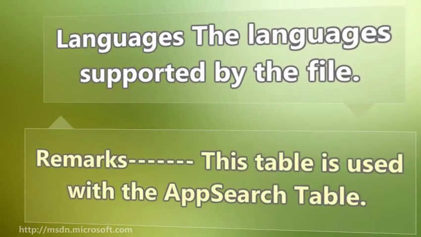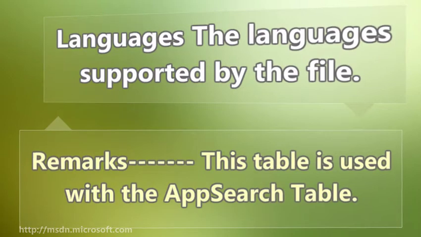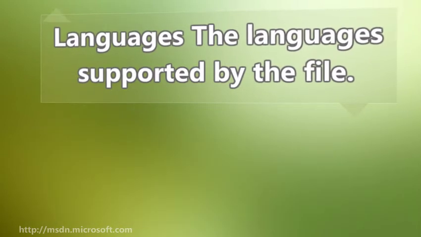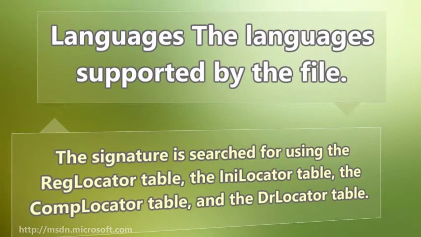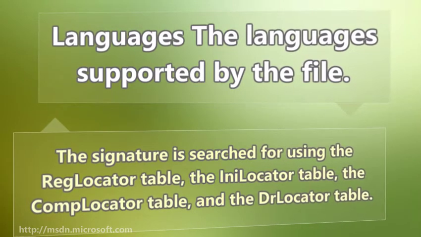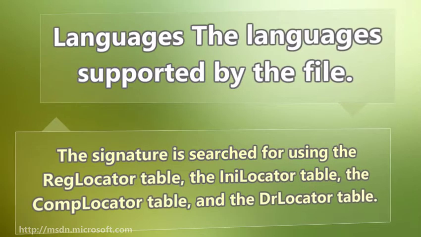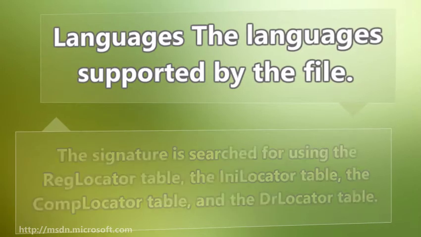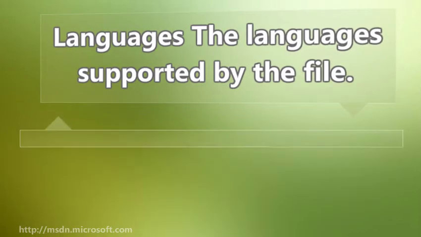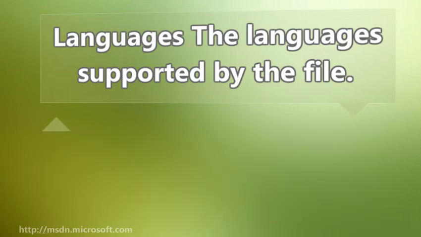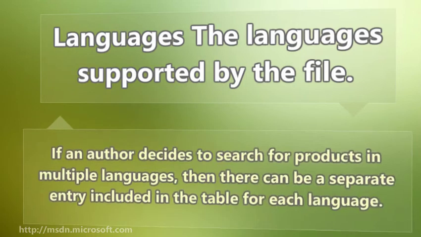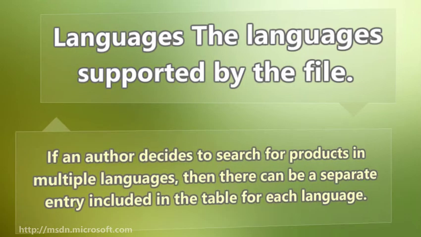Remarks: this table is used with the AppSearch table. The signature is searched for using the CompLocator table, the IniLocator table, the RegLocator table, and the DrLocator table. This table's columns are generally not localized. If an author decides to search for products in multiple languages, then there can be a separate entry included in the table for each language.